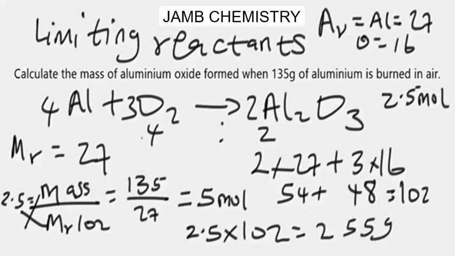So 255 gram of aluminium oxide will be formed when 135 gram of aluminium is burned in air. So it's as simple as that, guys. Now let me give you guys a practice question similar to this question, and after it we can call it a class so that you guys will understand this very well.